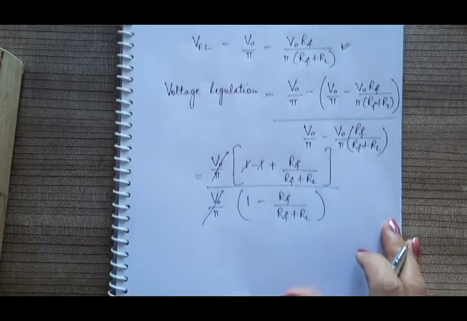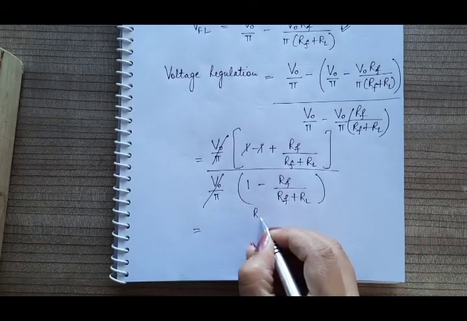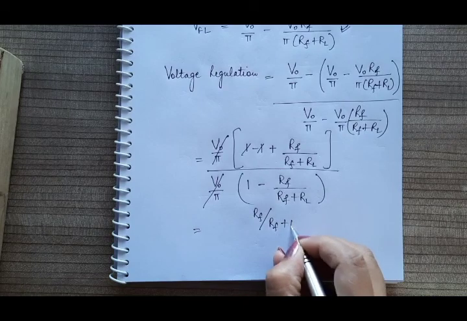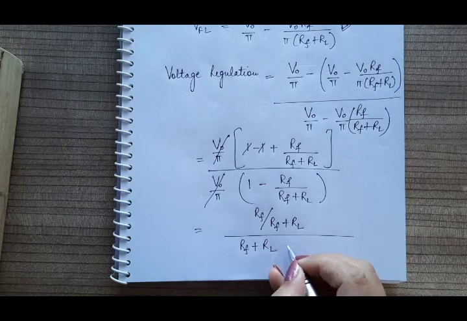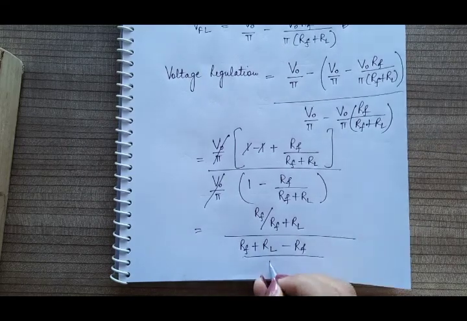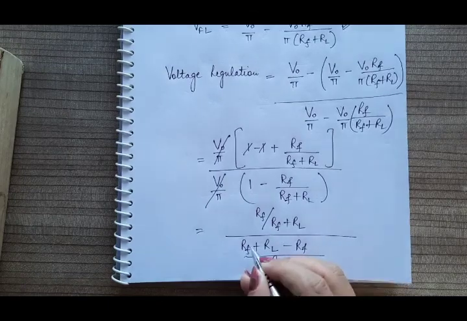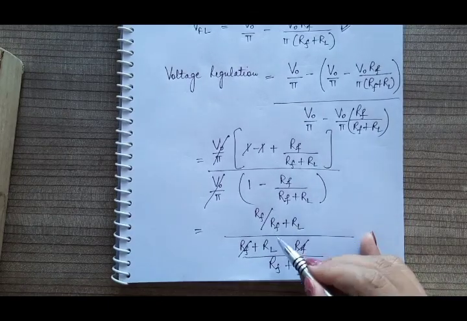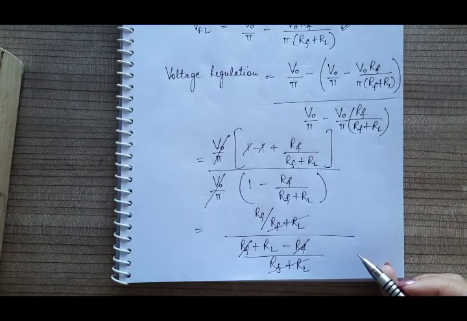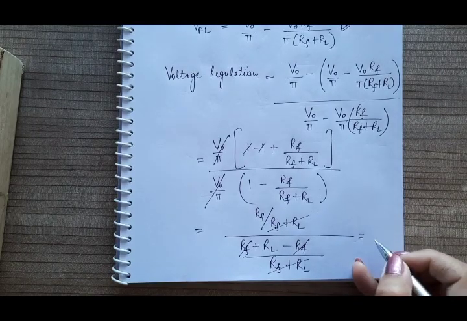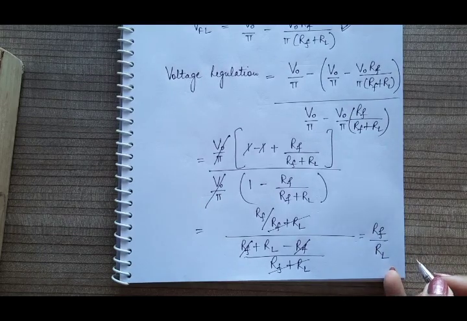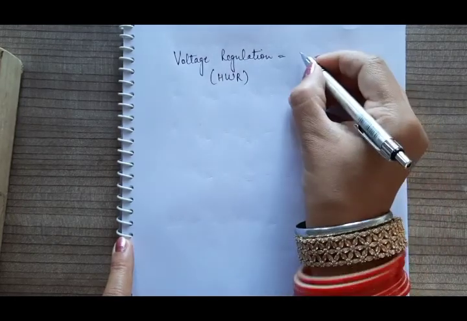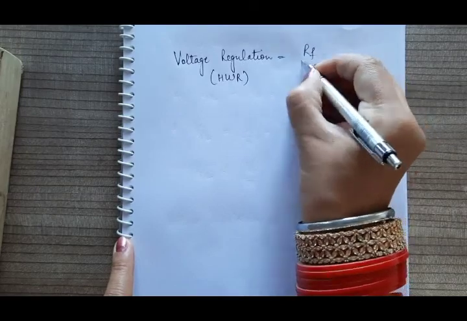Now take LCM. In case of denominator, we will have RF upon RF plus RL upon, after taking LCM, RF plus RL minus RF upon RF plus RL. So this RF minus RF, it will be cancelled out. This RF plus RL, this RF plus RL, it will be cancelled out, and we are only left with RF by RL. So voltage regulation of half wave rectifier comes out to be RF by RL.